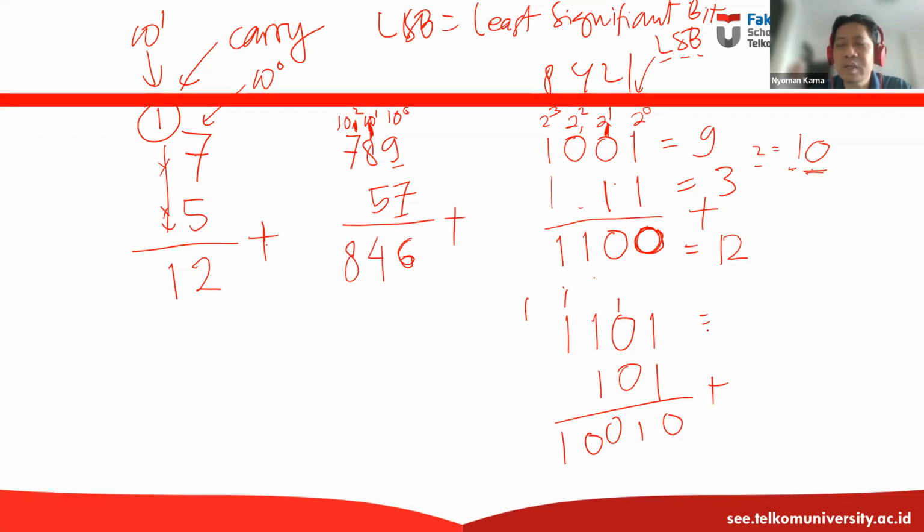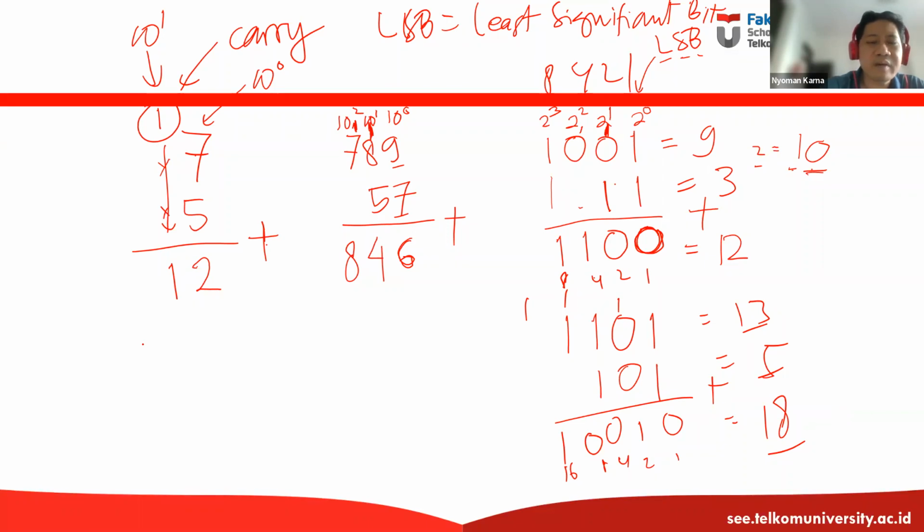So the result will be, this is 1, 2, 4, 8. So it will be 13 in here. And this one is 5. And this one is supposed to be 1, 2, 4, 8, and 16. 16 plus 2 is 18. So 13 plus 5 is also 18.